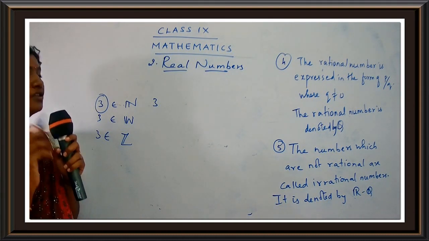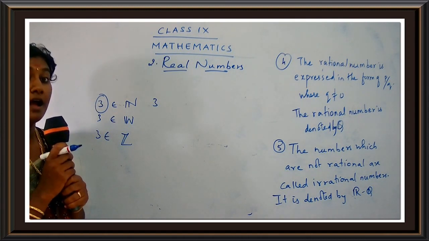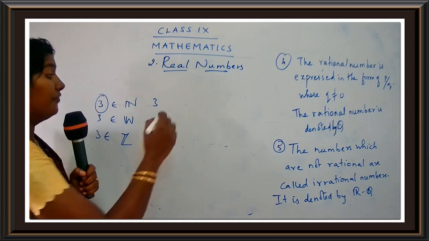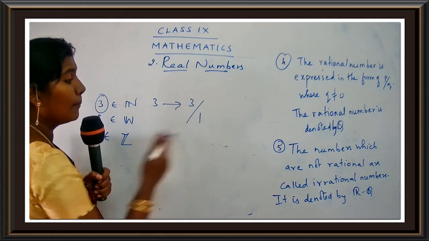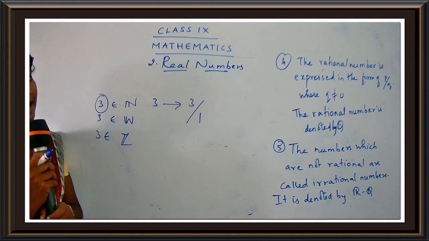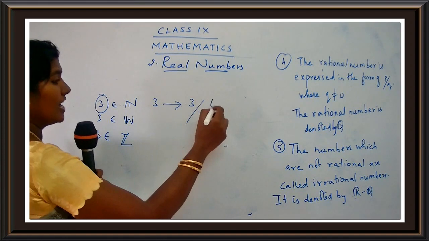Okay. So now who said yes? They are correct. How are we going to express 3 in the form of a fraction? 3 can be written as 3 upon 1. How are you going to write down 3? We are going to write down 3 as 3 upon 1. Yes. Now this is a rational number.